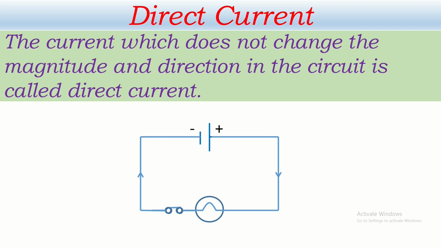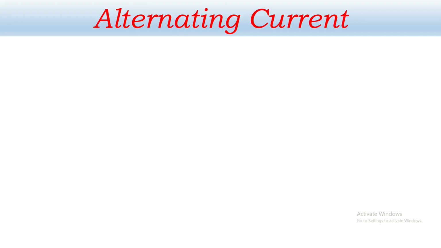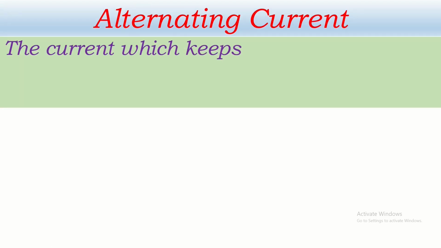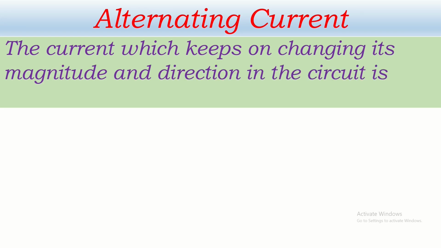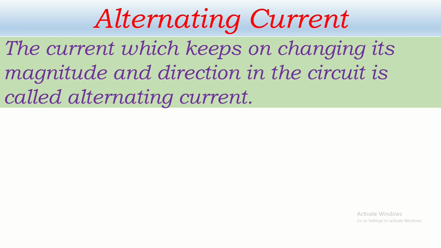This is the meaning. The direction of flow of current is always from positive to negative and its value, magnitude, remains the same. This is the meaning of this definition. But what is alternating current? The current which keeps on changing its magnitude and direction in the circuit is called alternating current. This is just the opposite of direct current.